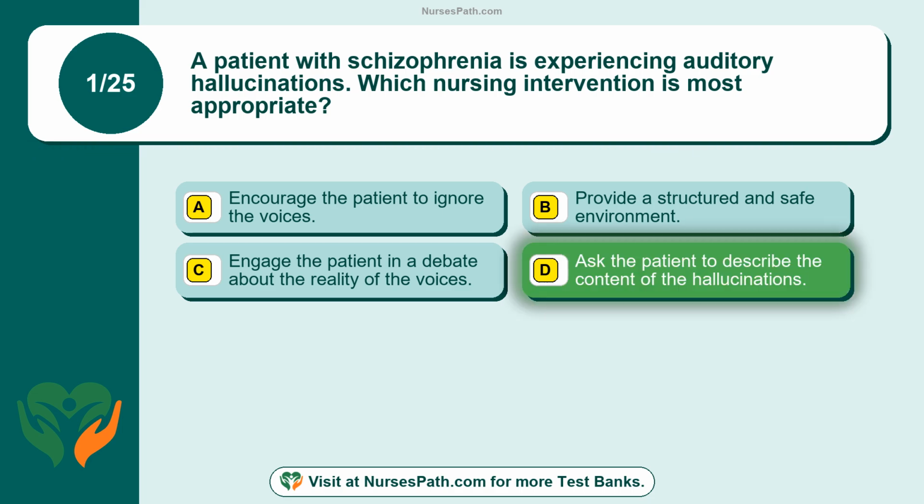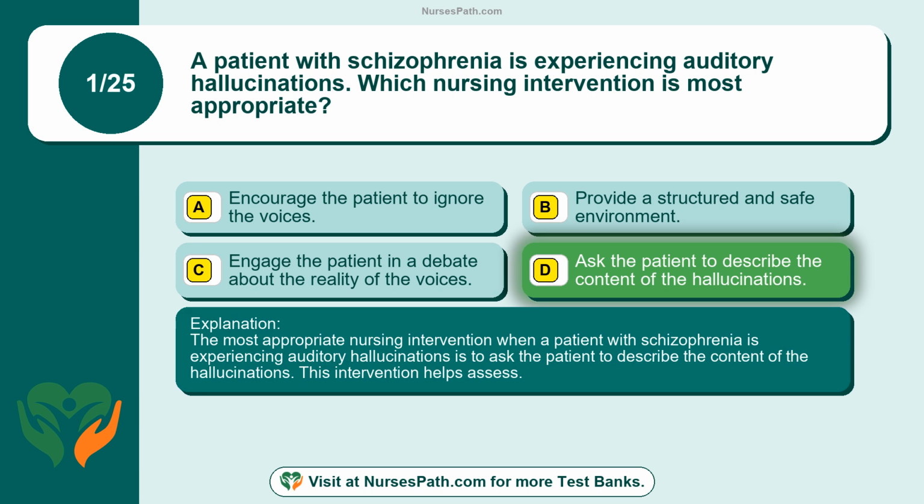The correct answer is option D. Ask the patient to describe the content of the hallucinations. The most appropriate nursing intervention when a patient with schizophrenia is experiencing auditory hallucinations is to ask the patient to describe the content of the hallucinations. This intervention helps assess.